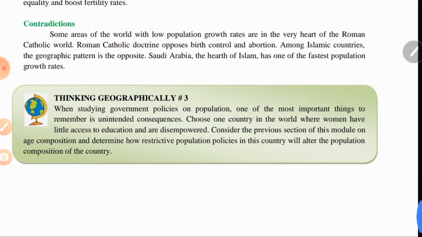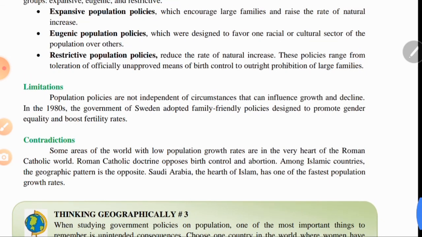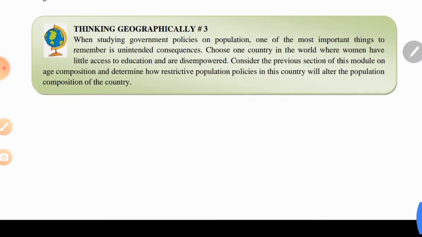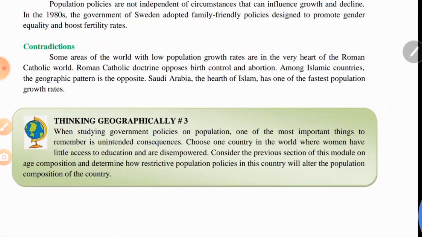Yan, just answer the thinking geographically. Hanggang 3 lang yung for the prelims na sasagutan.